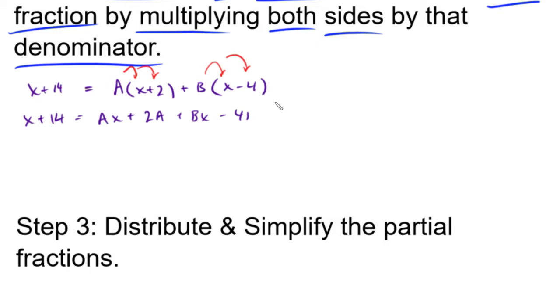All I'm doing right now is distributing. A times x is ax, a times 2 is 2a. B times x is bx, b times negative 4 is negative 4b.